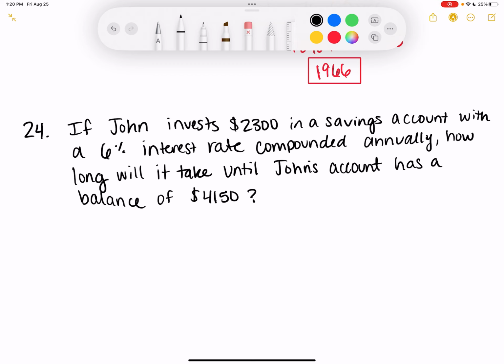Okay, so this problem's not really going to change anything, but some problems it would if it was different. How long will it take until John's account has a balance of $4,150? So we're finding time, using the same formula as before. So it'll be 4,150 is equal to 2,300 times 1 plus 0.06 raised to the t. So then I'm gonna rewrite this the other way just so that it's easier to do the log for, so I don't have to write it twice.